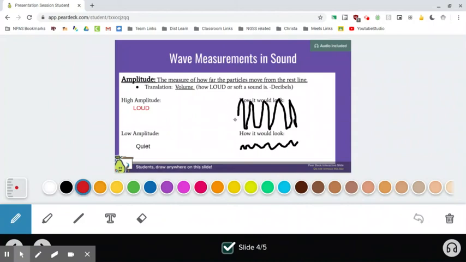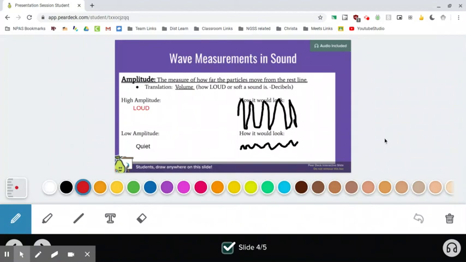When we look at amplitude of sound waves and they have a high amplitude, we're going to see really high ups and downs. I tried to keep the same number of crests and troughs in this transverse wave, but show that something that's really quiet has a low amplitude.